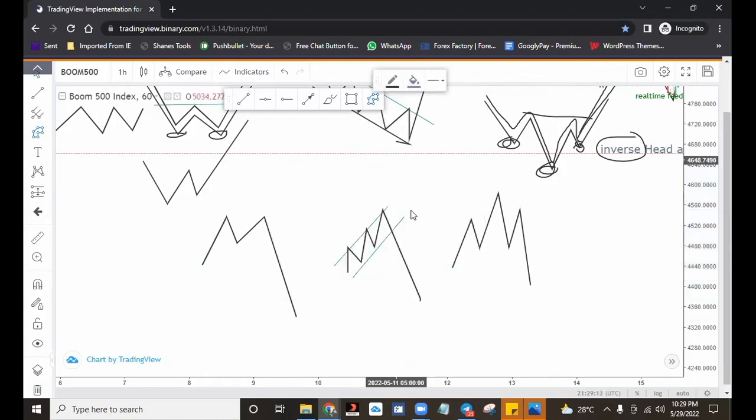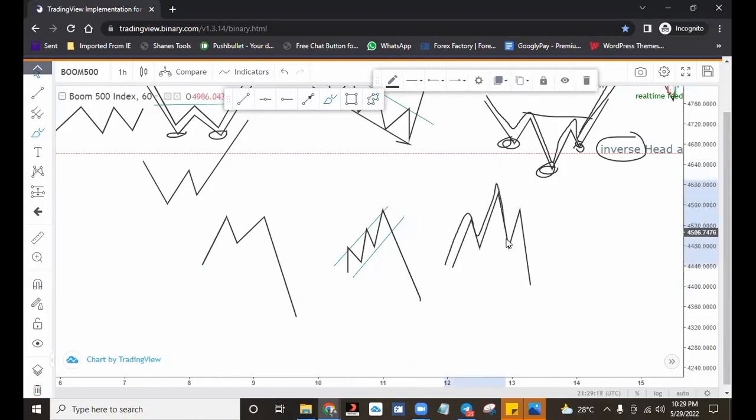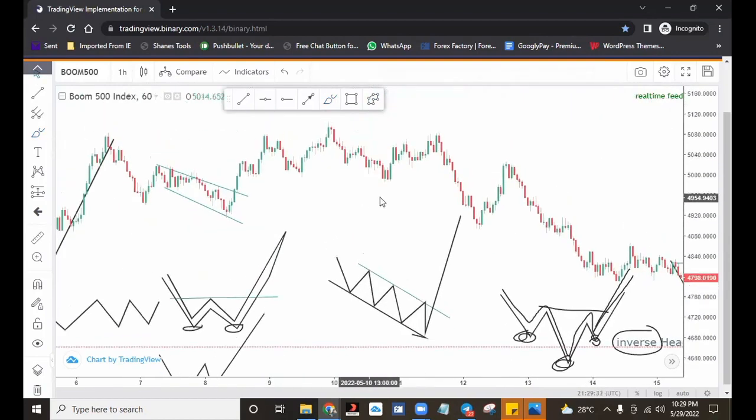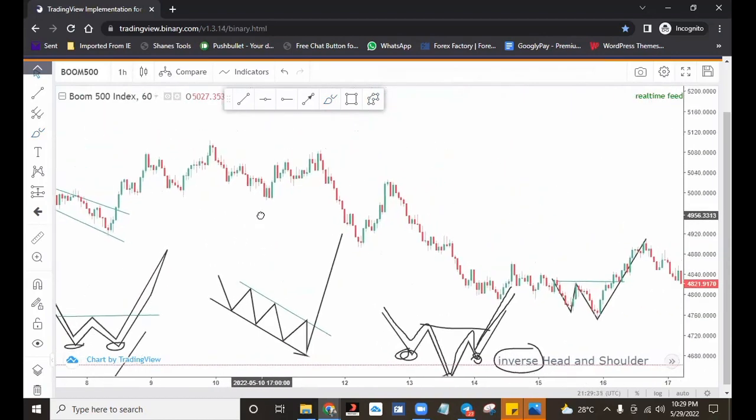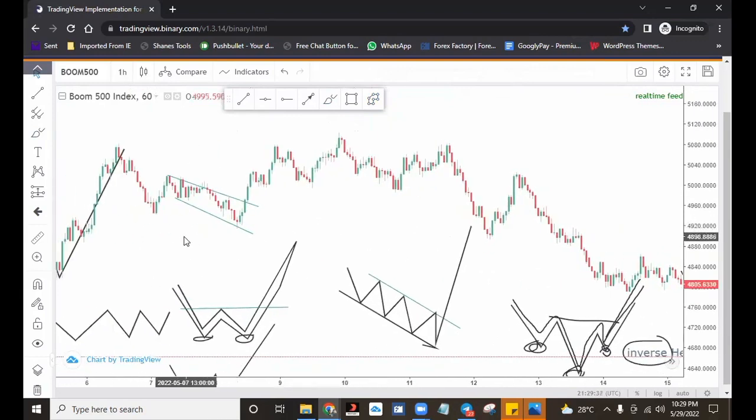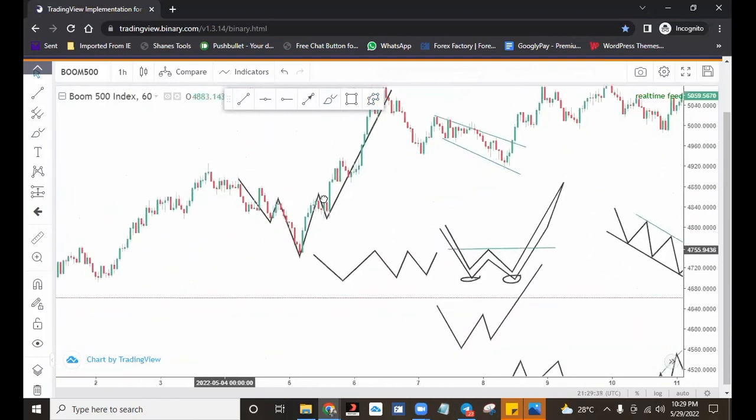For the head and shoulder, you can see how price was going. The bulls pushed up, the bears pushed down, the bulls pushed up, the bears pushed down, the bulls pushed up, and then the bears pushed deep down. Here is the neckline. Here is the neckline for this one. So let's go to the chart and look out for some of these patterns and see how they formed and how they moved after they formed.